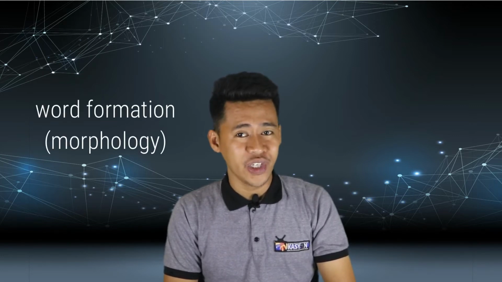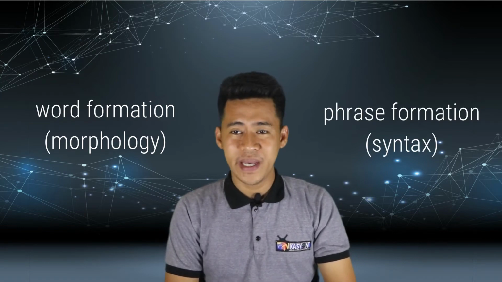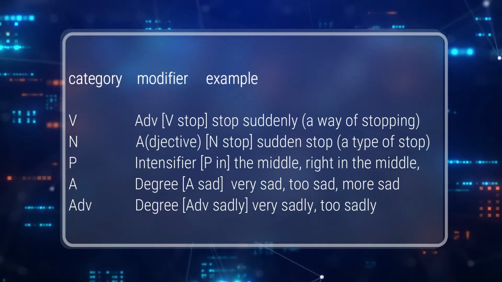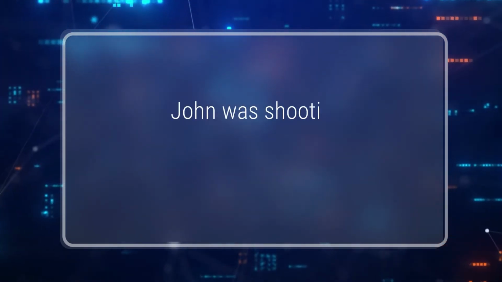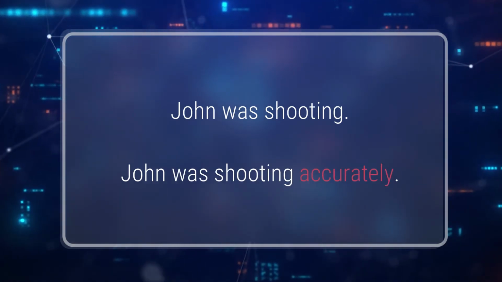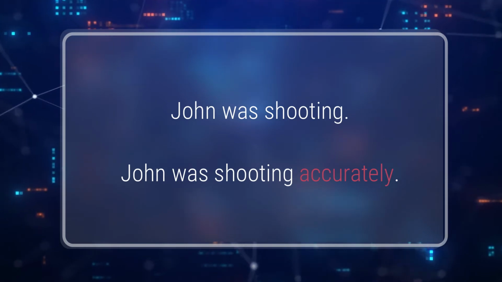The options for modification provide another way to identify the categories that are relevant for both word formation or morphology and phrase formation or syntax. Here, we use a mix of semantic and syntactic factors to figure out what modifies what in a familiar way. Let's take a look at the category, the modifier, and the examples given. For example, we can observe that the following sentence allows a modifier to be introduced. John was shooting. John was shooting accurately.